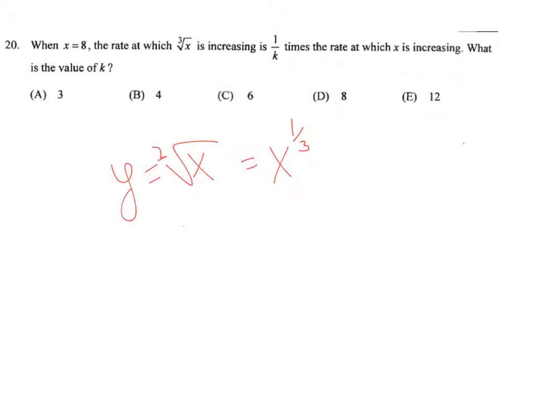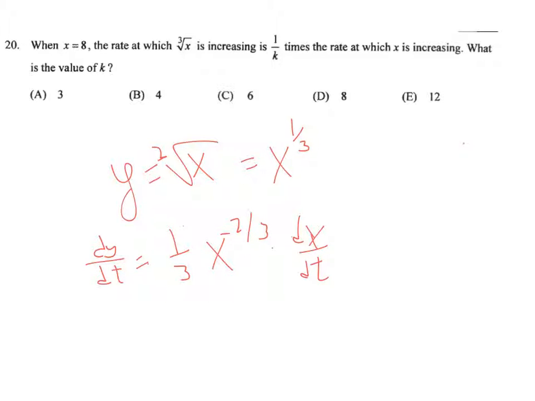And what you can do is take the derivative of this with respect to time. And if you do that, you get dy/dt is equal to 1/3 x to the negative 2/3 times dx/dt.